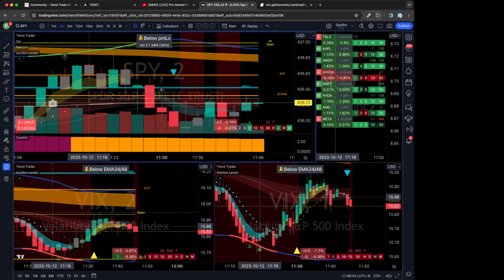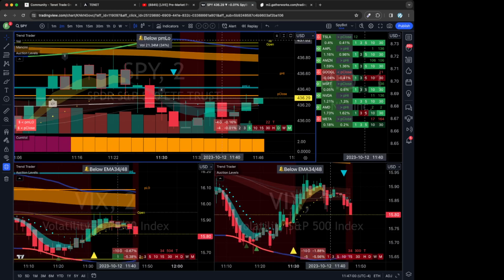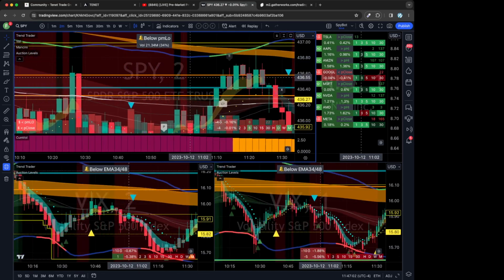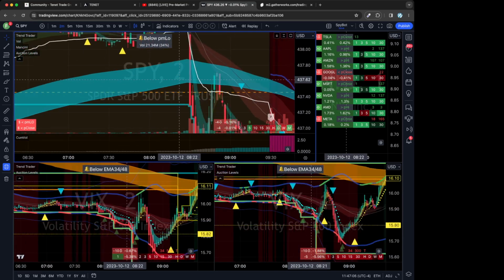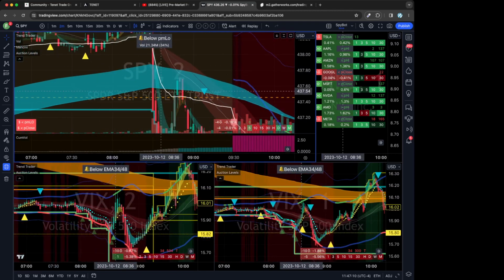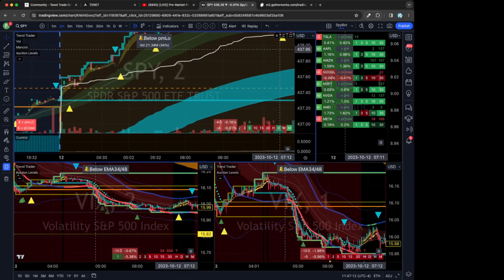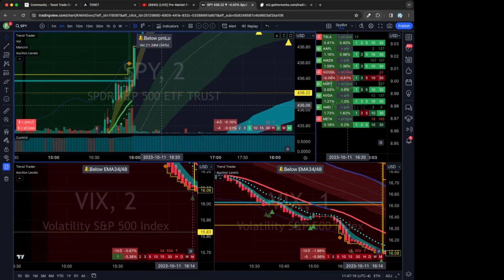When we're moving outside of these bands, think of these outer bands as levels as well. I want to go back here yesterday. Now, I was coding in the afternoon, so unfortunately, I missed a lot of that move.